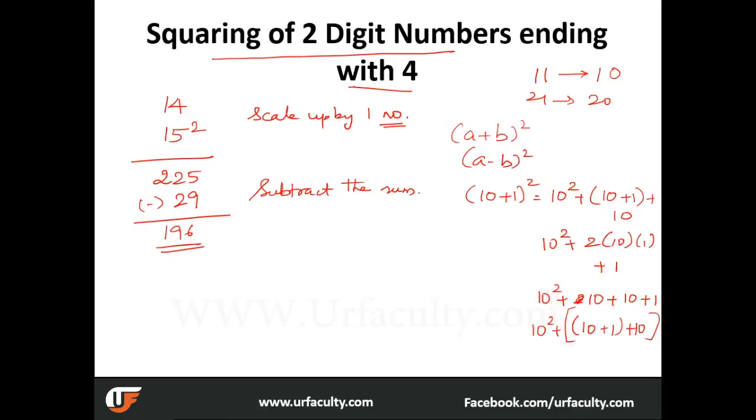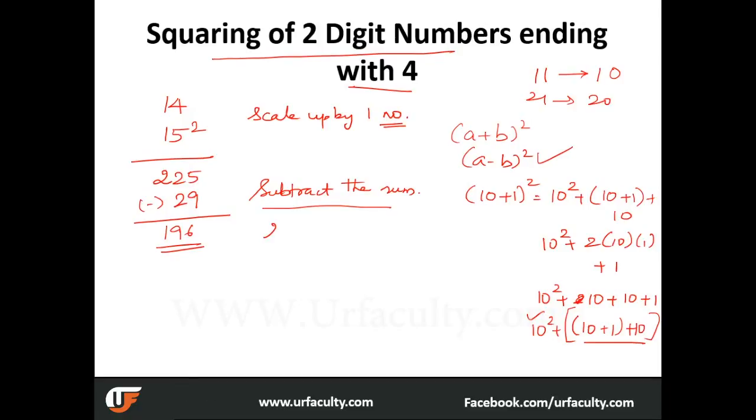So our first step is 10 square. Second step is 11 plus 10. That's what you are doing, right? So we are adding it up. Similarly, you just think about it for a minus b as well. We are applying the same concept for a minus b as well. So please remember, we need to finally subtract the sum and we get 196.